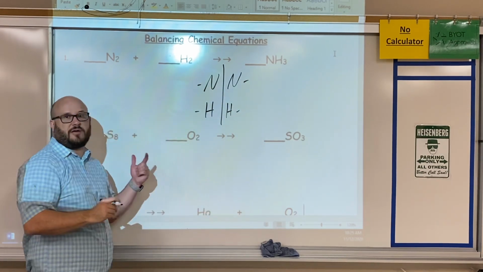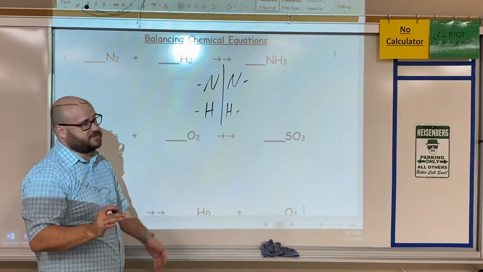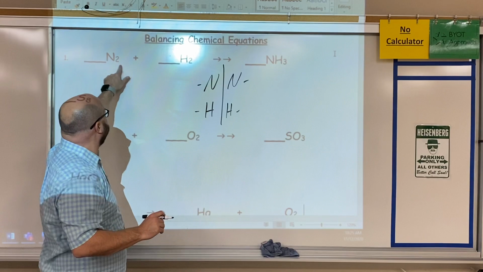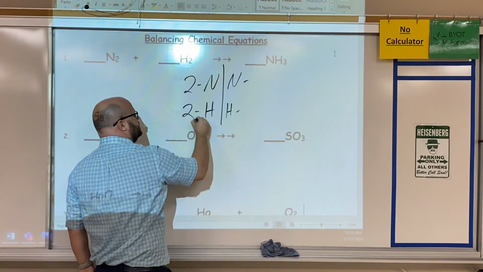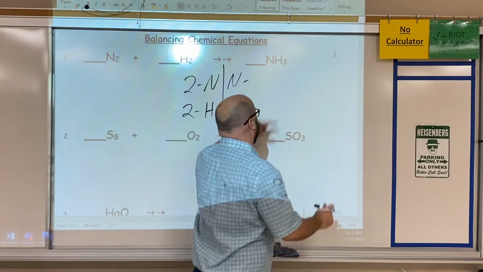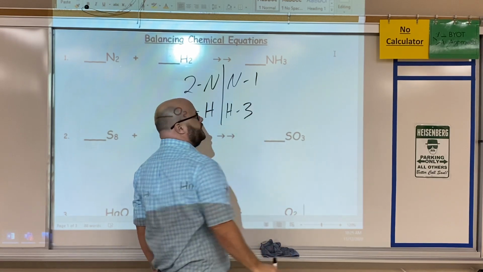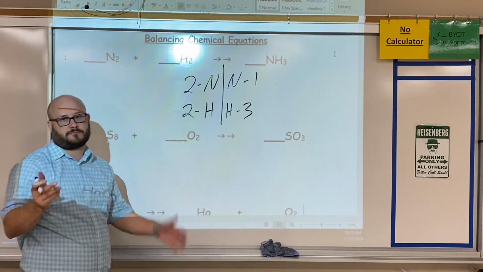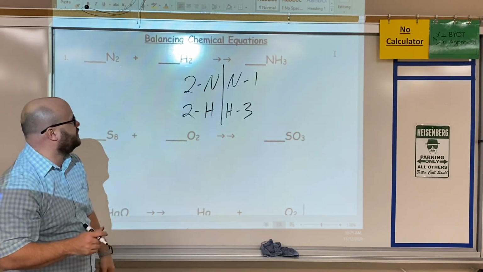Then count your atoms. Be sure to count carefully, especially when you get to some of the more complex ones. Nitrogen, we got 2. Hydrogen, we have 2 as well. On the product side, nitrogen's only 1, hydrogen is 3. It's unbalanced. We have to balance both of these. In this one, it's very simple.